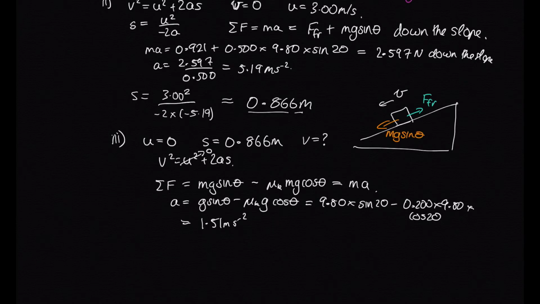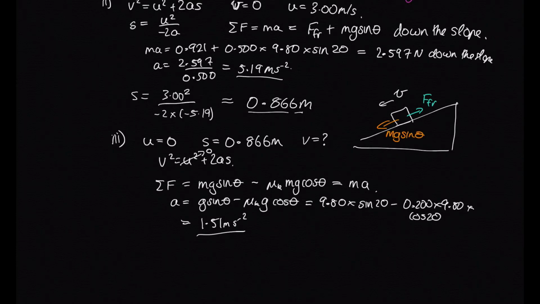Now at this point, we should just do a sanity check. We'd expect, because the frictional force is opposing the motion, that the acceleration is smaller than it was when they were both acting in the same direction. And indeed, we do have a smaller value than we had in part 2 for the acceleration. So that's good.